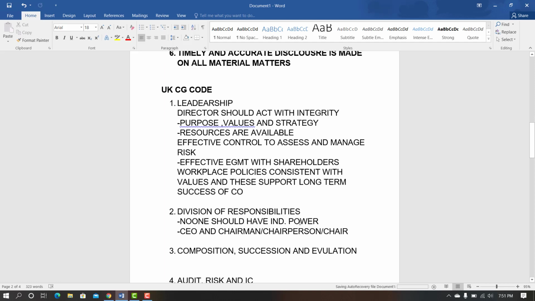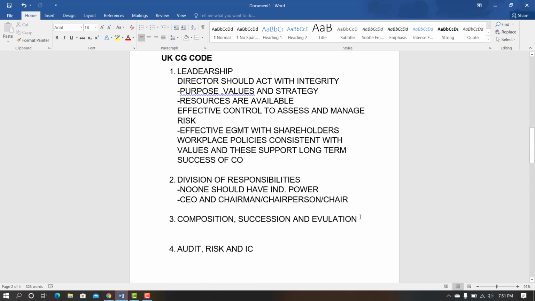So in division of the responsibility, we should know two things: no one should have individual power, and the CEO and chairman are different persons and their roles are different. The third principle is composition, succession and evaluation. A formal and transparent procedure for the appointment of new directors to the board by the nomination committee.